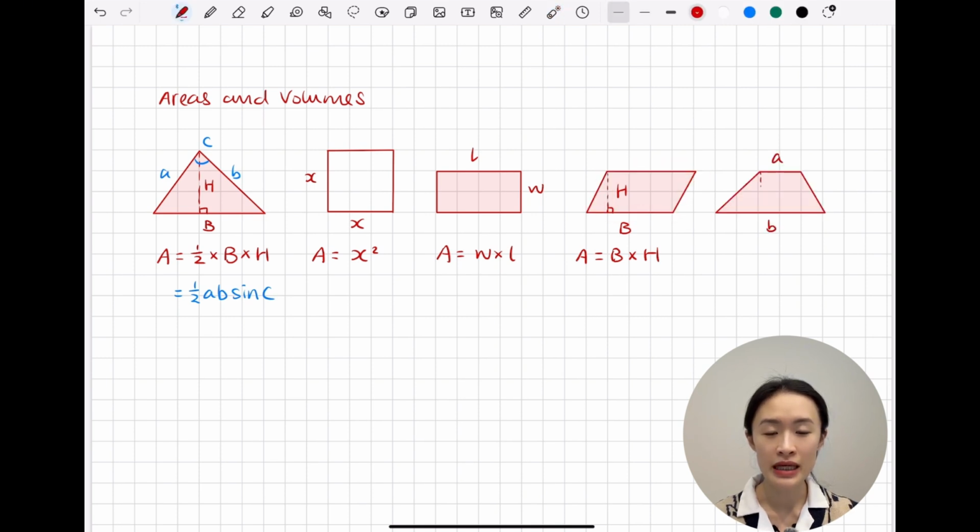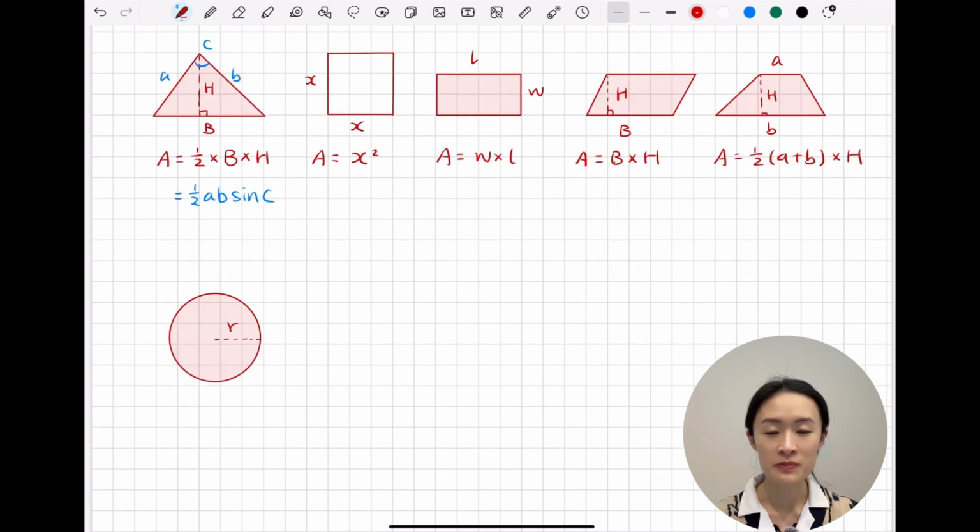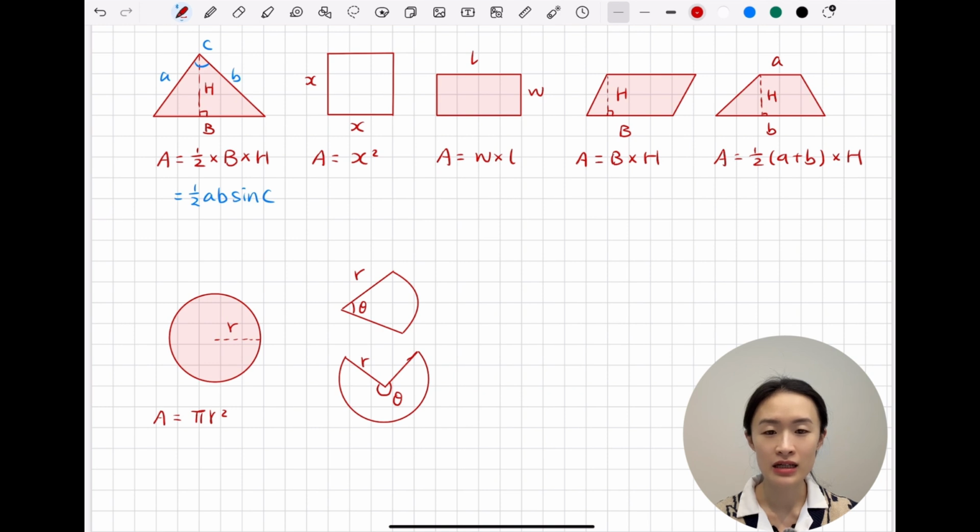A trapezium is a half (a plus b) times height. A circle, that's going to be pi r squared. If we need to work out the area of a sector, that is the fraction of the circle, which is theta over 360 times pi r squared. And it doesn't matter whether it's a minor sector or a major sector, no matter whether theta is smaller than 180 or greater than 180, it's the same formula.